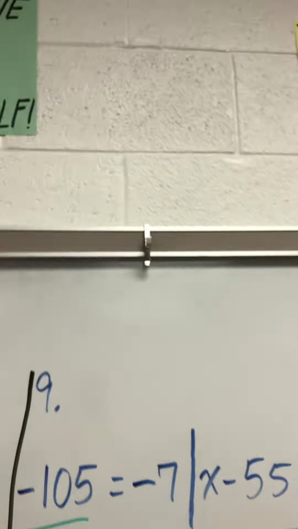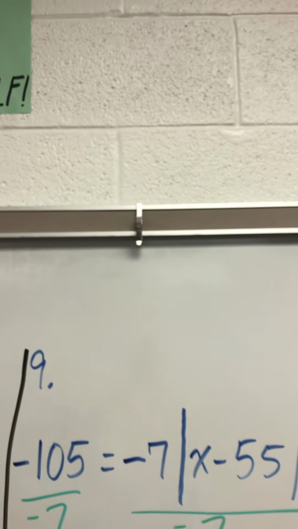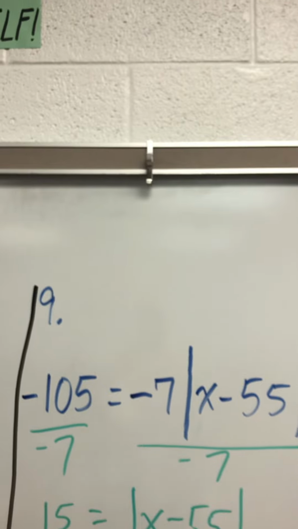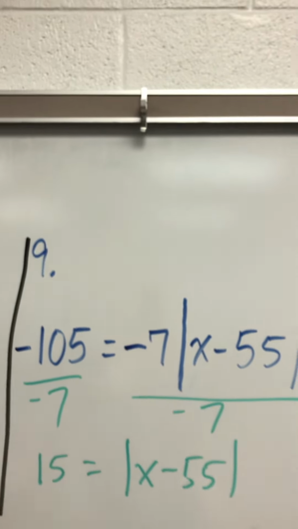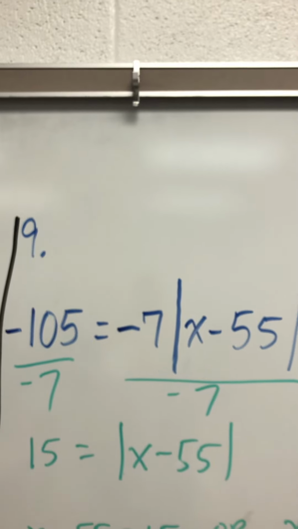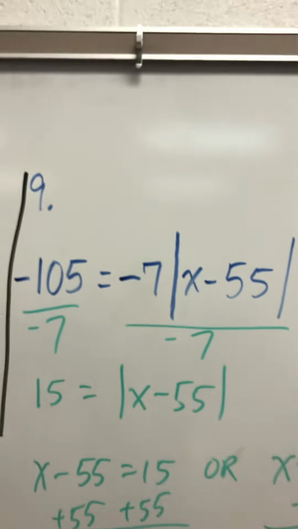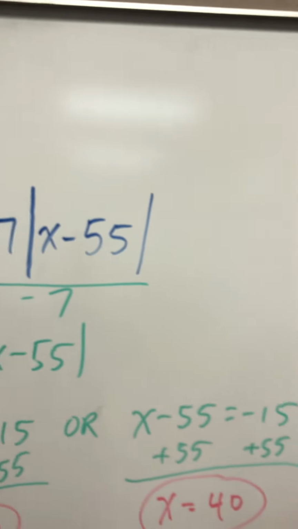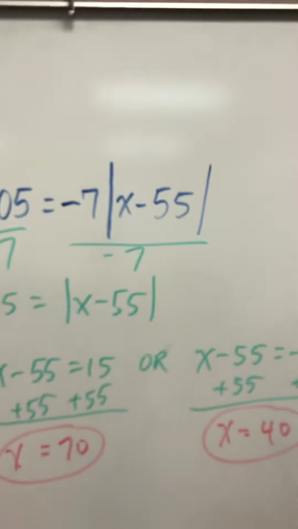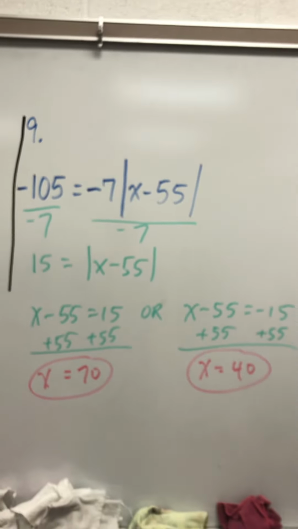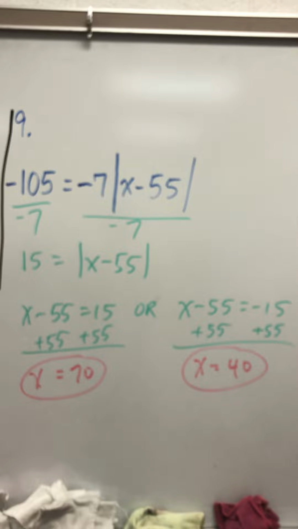What if the absolute value is on the right side? Okay, no problem. I'm going to divide here by -7. -105 divided by -7 is +15. So that means x minus 55 equals 15, or x minus 55 equals -15. Add 55 to both sides, you get x equals 70, or x equals 40.